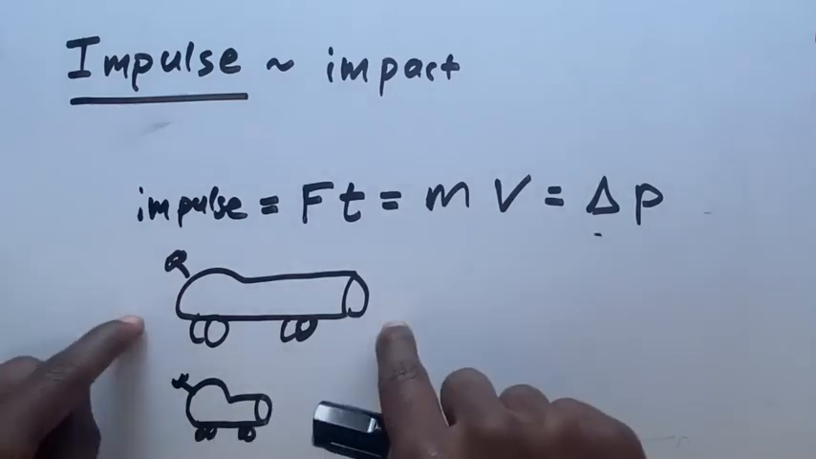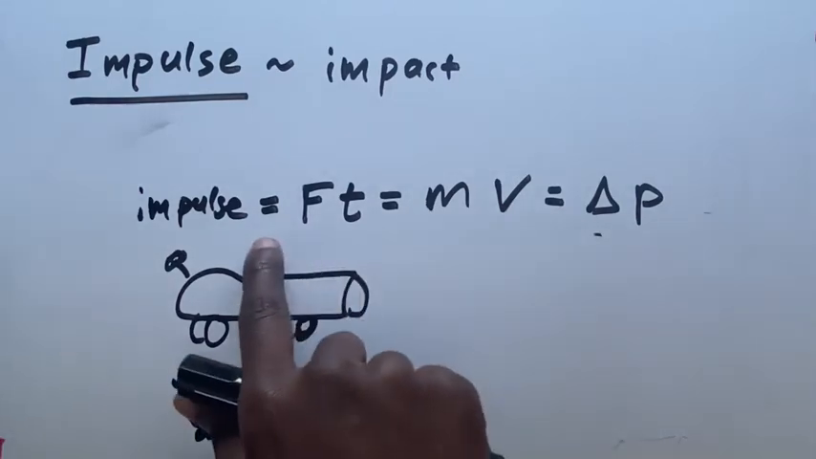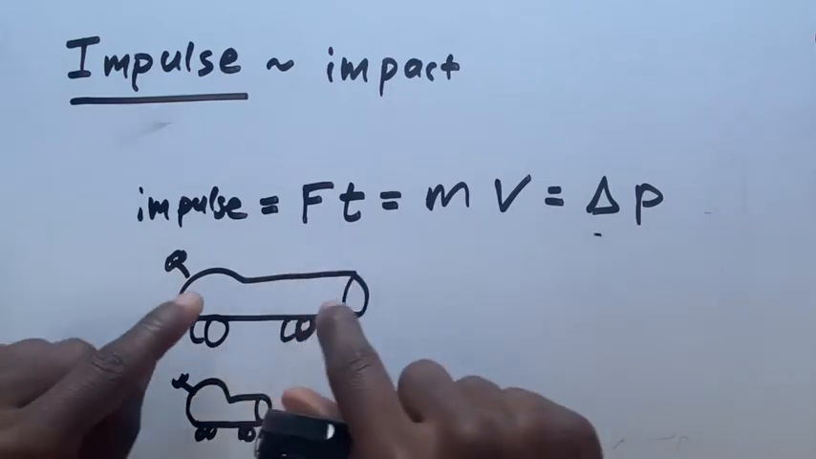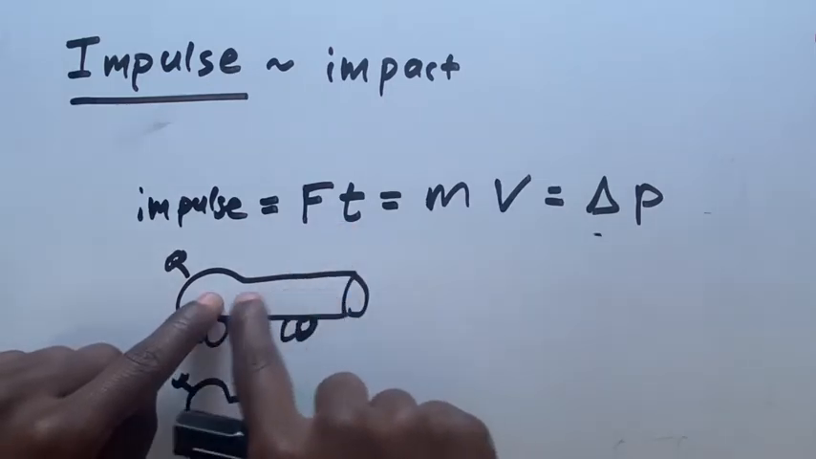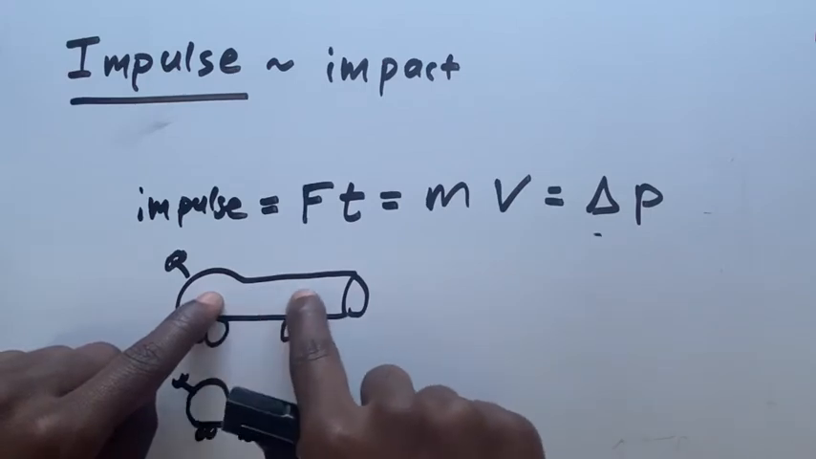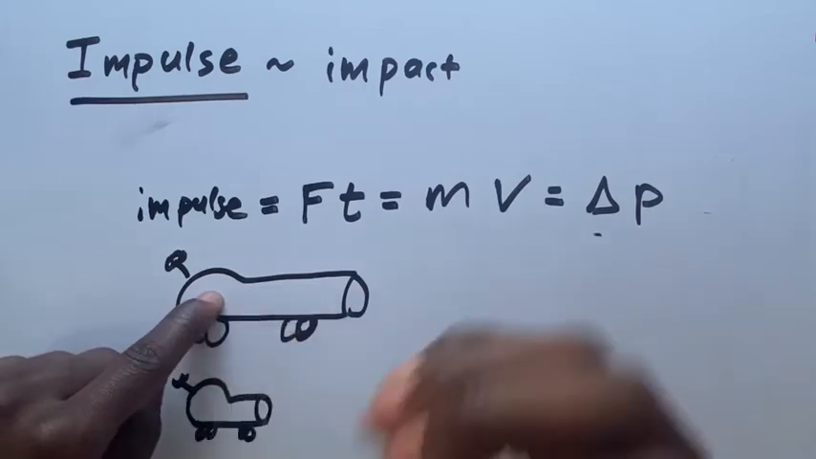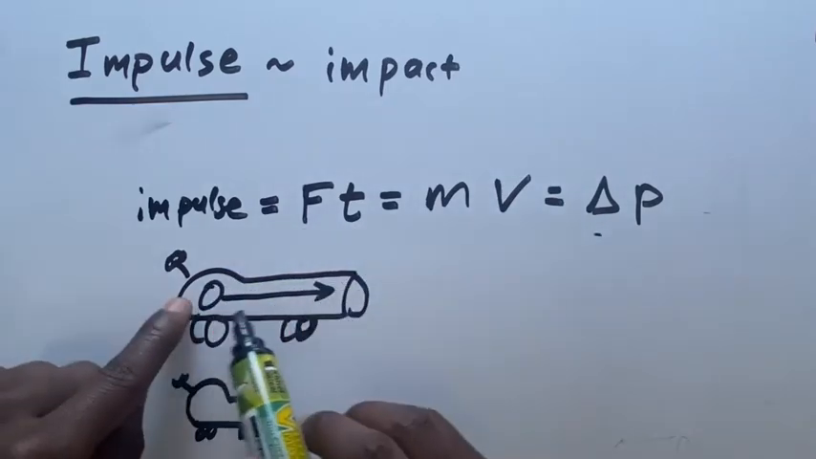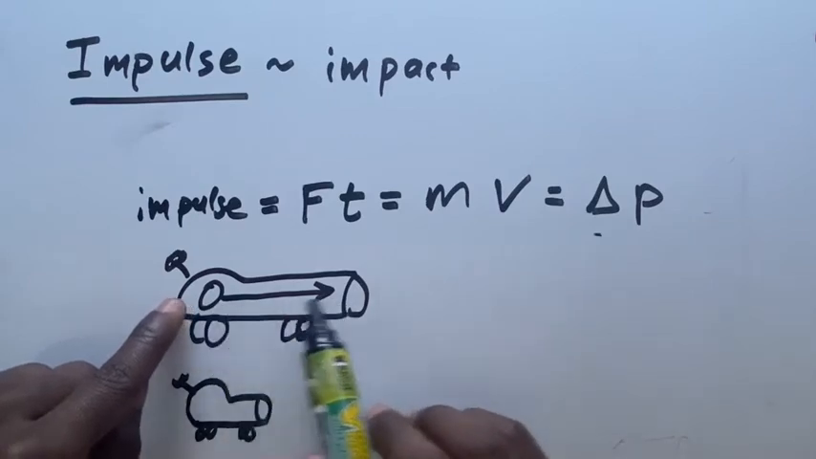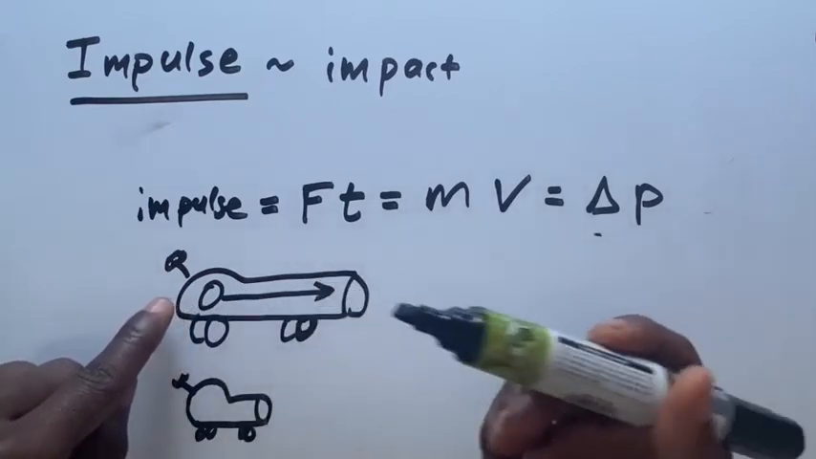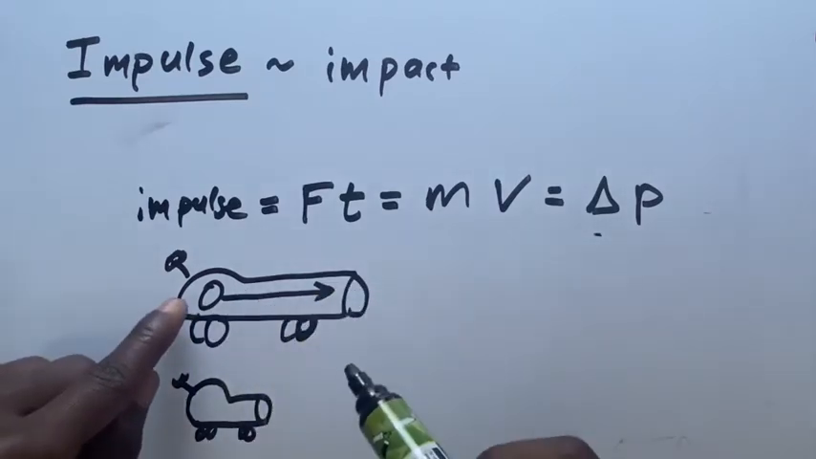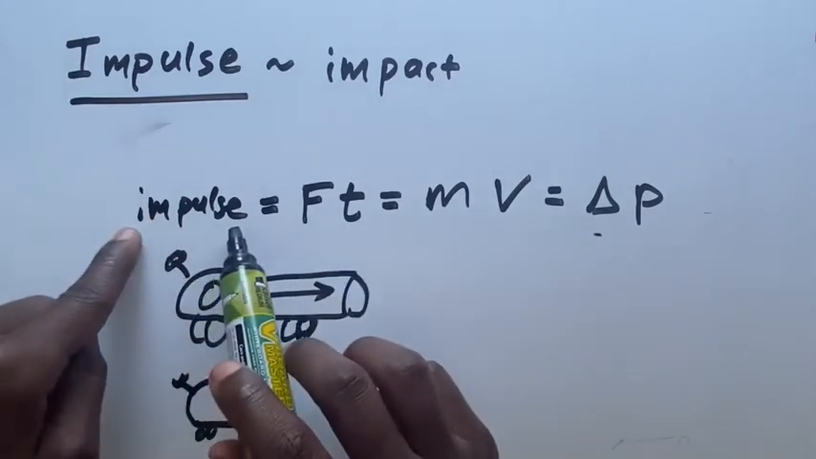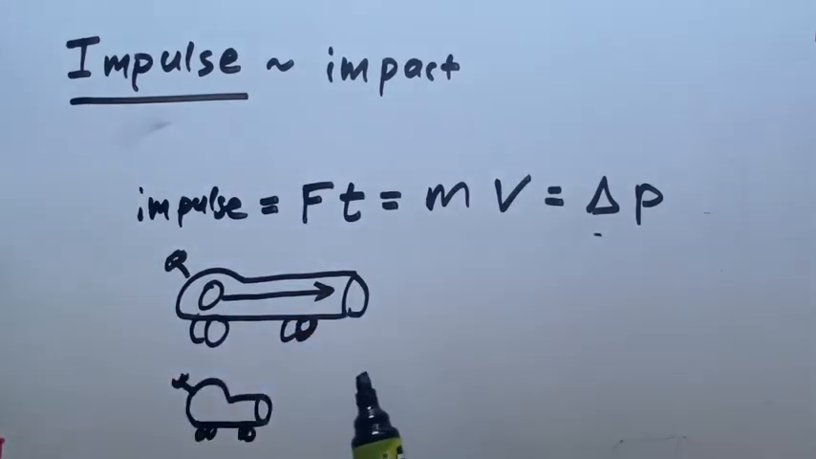Well, basically, this larger cannon is going to have a greater impulse. It's going to have a greater impulse because it's going to spend a greater amount of time inside of this tube, so to say, and so it's going to have a greater impulse when it shoots out.